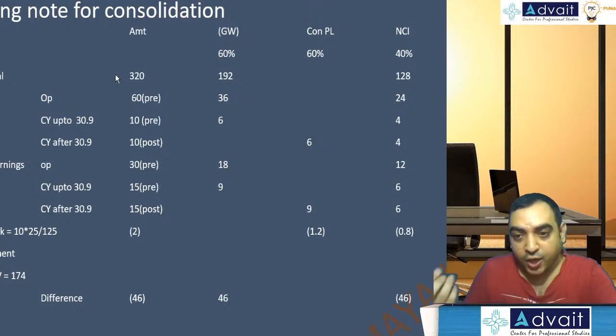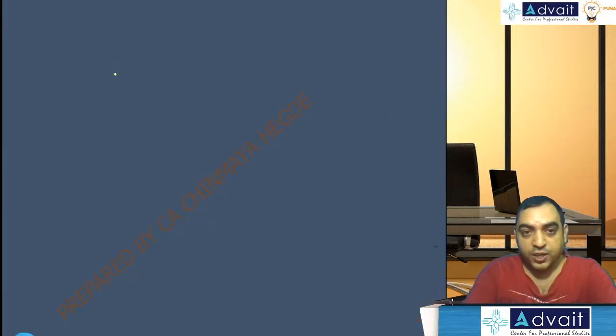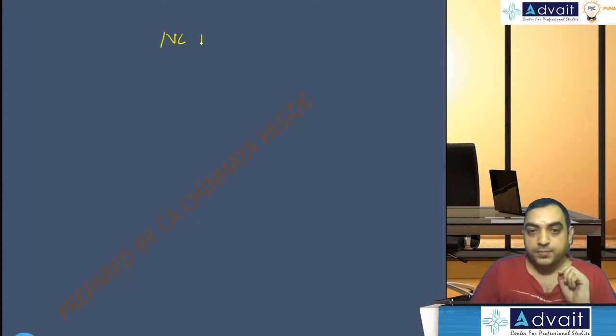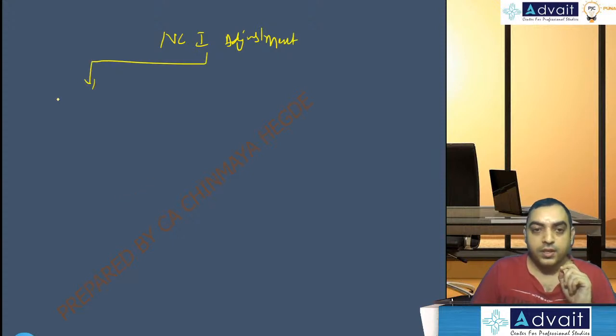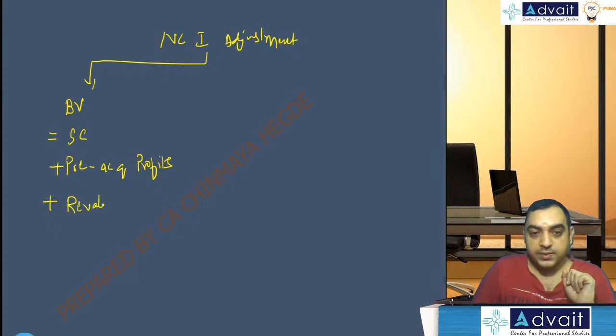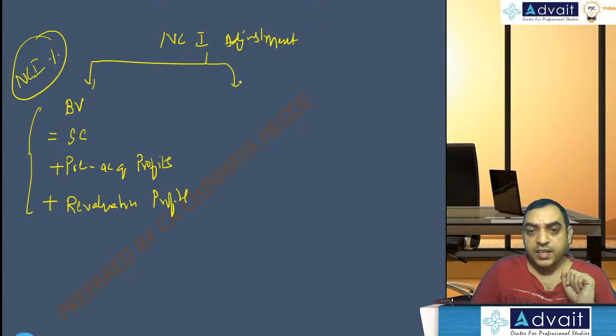Okay, let me write it down just for more clarity. Let me give a quick thing. So NCI adjustment. If you want, you can write it down. Compute book value, which is equal to share capital plus pre-acquisition profits plus fair value adjustment like revaluation profits, all related to NCI. Remember, NCI percentage. Then compare it with fair value. Then you find out the difference.